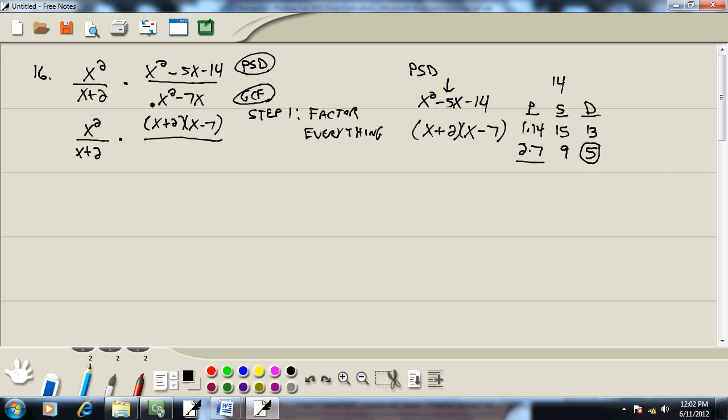Now GCF, these both have an x in common, so I factor that out. This one had 2 x's, leaves me a single x, minus 7, and that x is gone. So we just factored everything.